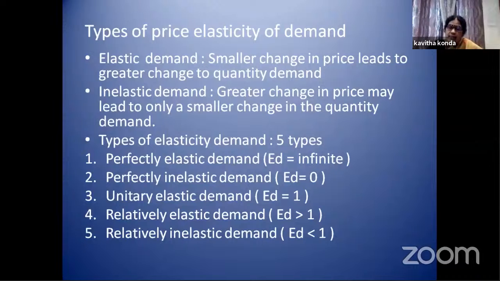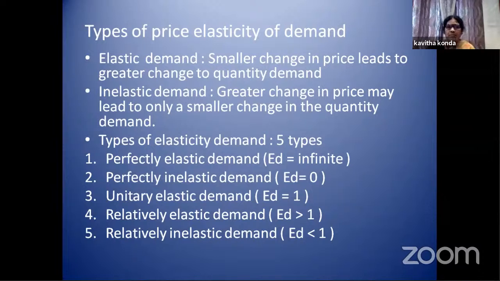And ED less than 1 means relatively inelastic demand. Inelastic means what? A greater change in the price may lead to a smaller change in the quantity demanded. That's inelastic. That's why ED will be less than 1. So these 5 are the types of elastic and inelastic demand, based on these things.